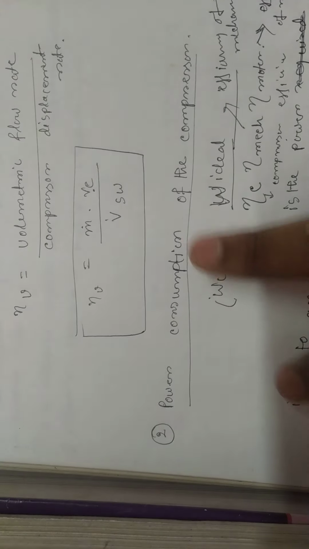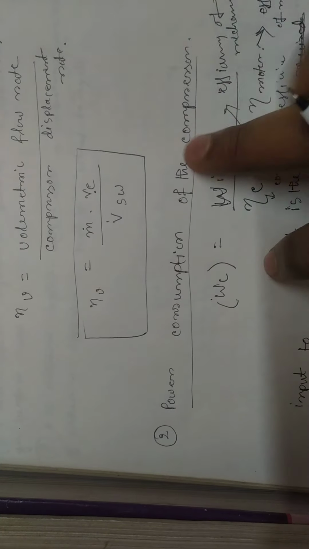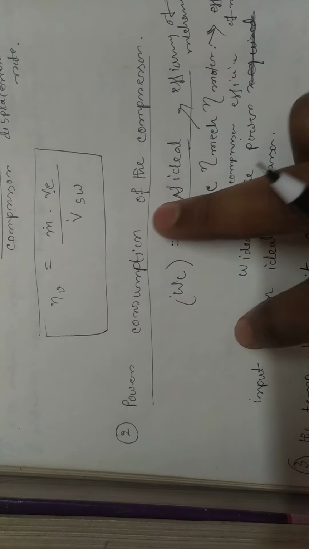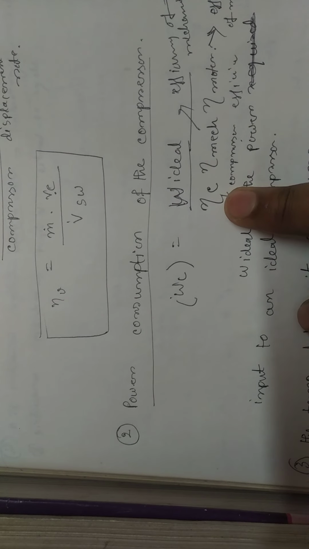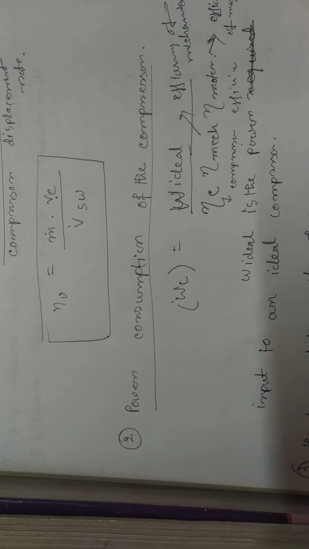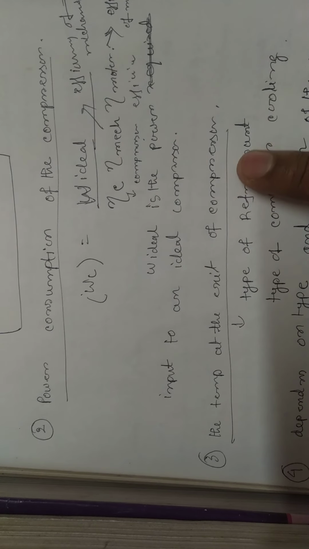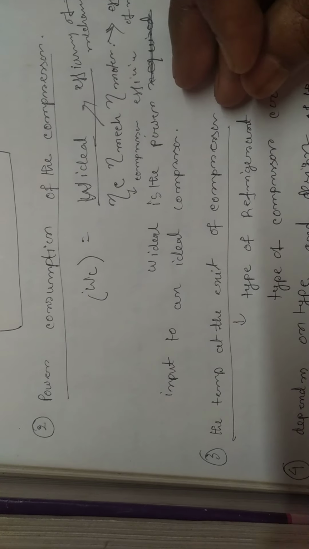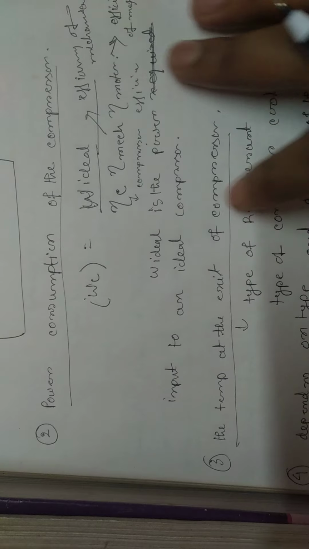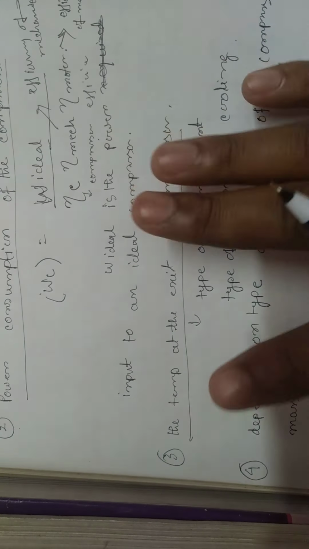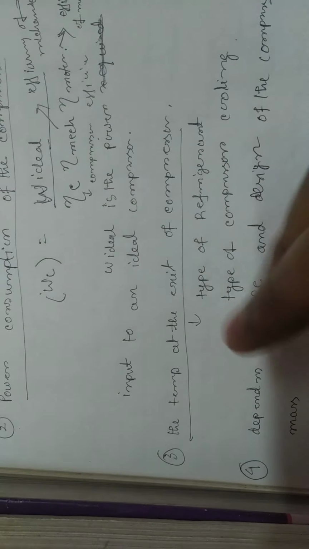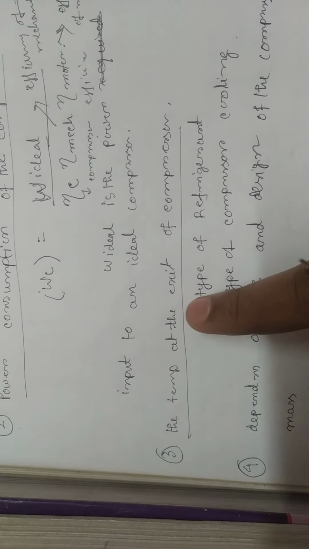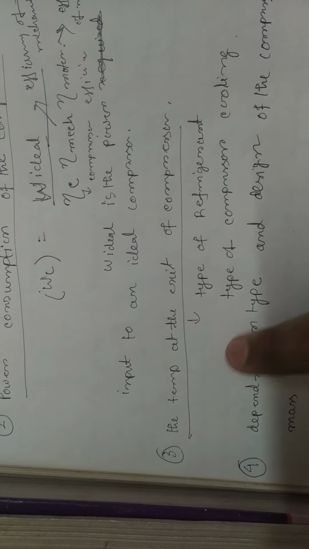Now the second point is power consumption, what amount of power is consumed within the compressor when we are doing work in the VCR cycle. That depends on different parameters like compressor efficiency, mechanical efficiency, and motor efficiency. The third, most important point is the exit temperature of the compressor. That depends on the type of refrigerant. We know a lot of refrigerants are used in our VCR cycle, but we choose only one depending on the requirement. So the type of refrigerant is very important when you concentrate on the exit temperature of the compressor.